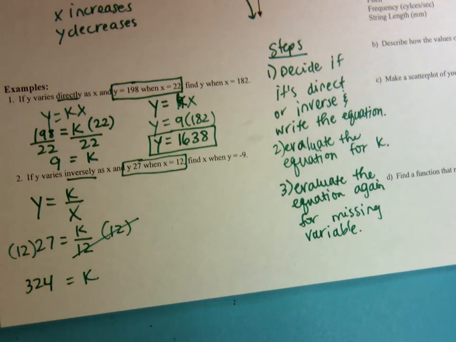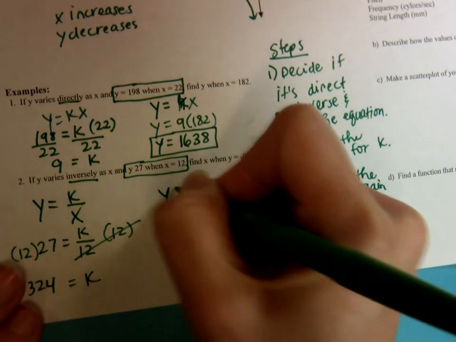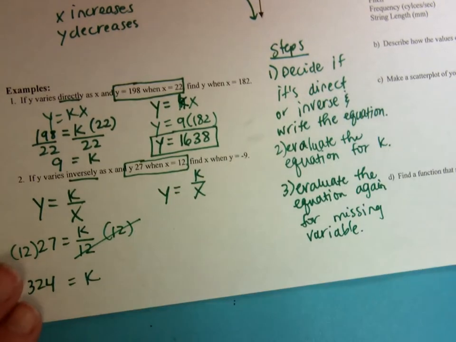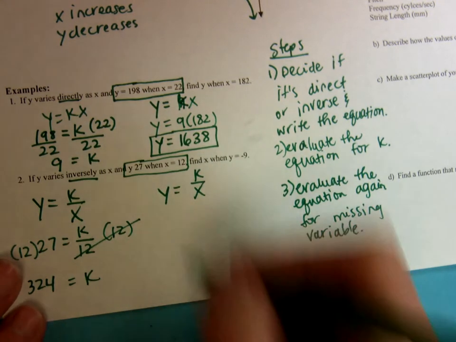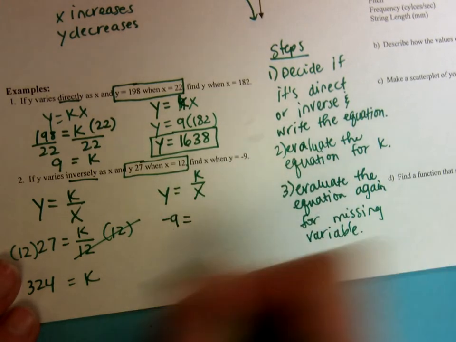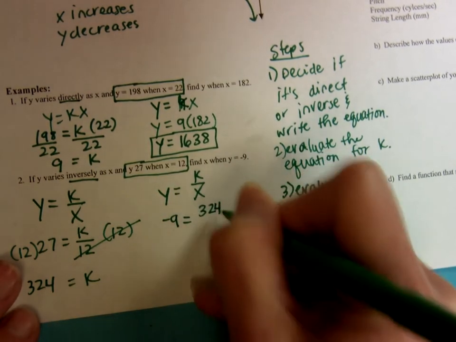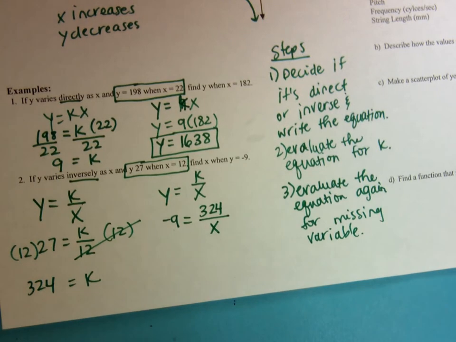Is k what we were looking for? No. So we do this again. Step 3. Evaluate the same equation, but this time we're going to plug in the information that's next. We want the y to be negative 9. The k we know is 324. We don't know the x. So that's kind of odd. We've never had it to where it's dividing by an x before, but that x is in the denominator, and we can't have a denominator. So what do we need to do?